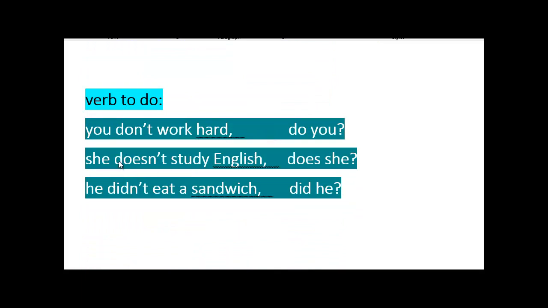Now moving on straight away to verb to do. You don't work hard, do you? She doesn't study English, does she? He didn't eat a sandwich, did he? Verb to do, negative statements and positive question tags, okay?